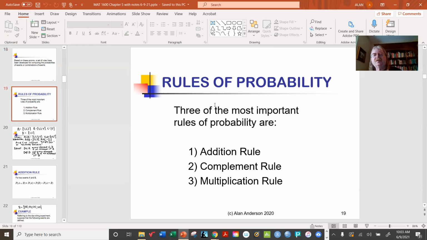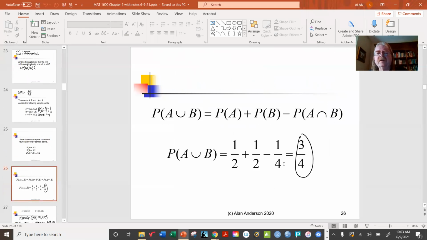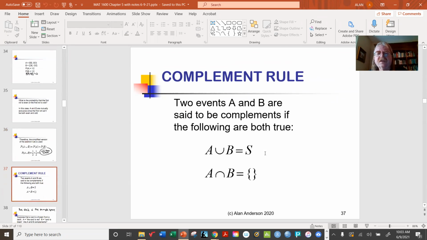The three rules of probability that we were talking about in this chapter were the addition rule, which we finished yesterday, and the complement rule. The multiplication rule, we really had not quite gotten through it yet. We were introducing several important concepts before we introduced the multiplication rule. So let's go back and revisit what we were doing with the multiplication rule so that we can finish it.